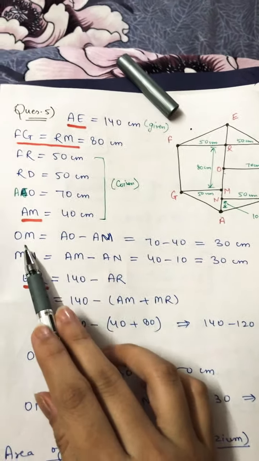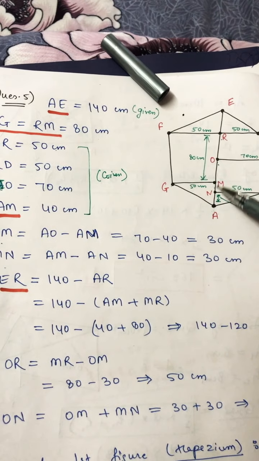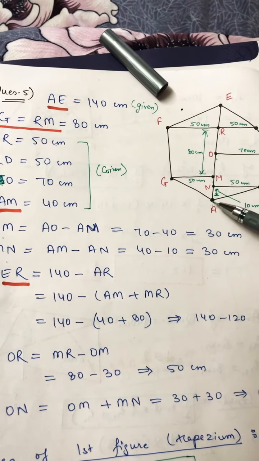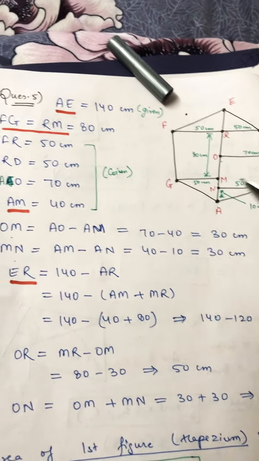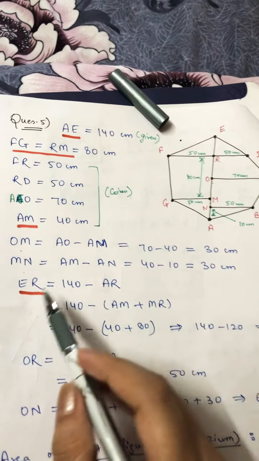Now OM you have taken out. Now where is MN? MN also you want to find out. What is MN? MN is AM minus AN. AM is given, AN is given, so you can take out the value of MN. Okay, that's it. Now ER.